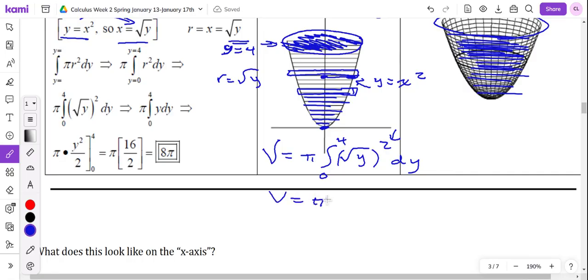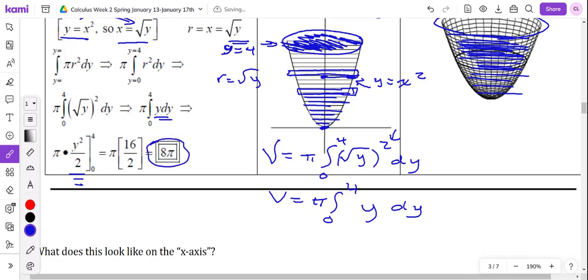And then I just clean this up. V equals pi, 0 to 4, of y dy. So squaring a square root just gives me y. And then from there, I integrate it. Add 1 and divide. That's where you get y squared over 2. And then we just plug it in. 4 gets plugged in, and 0 gets you nothing, so you end up with 8 pi.